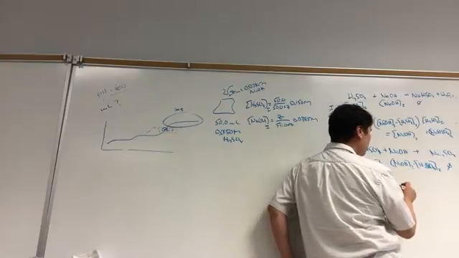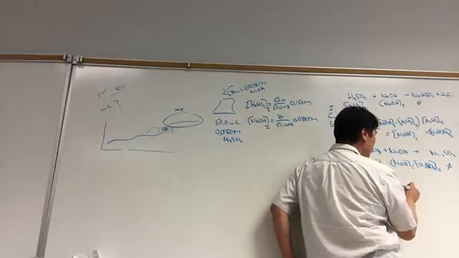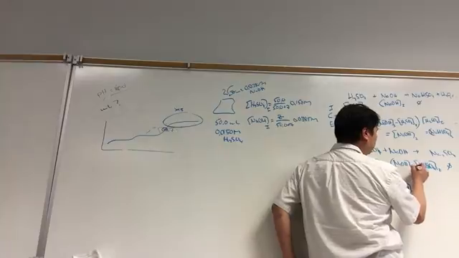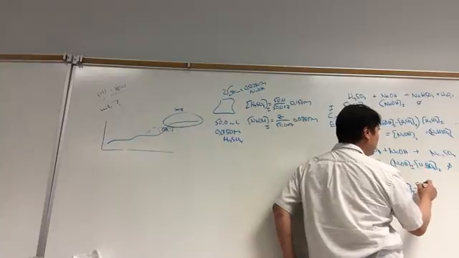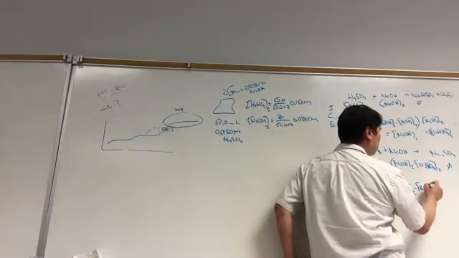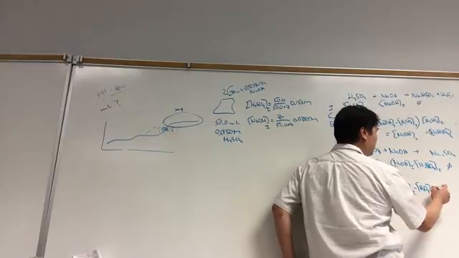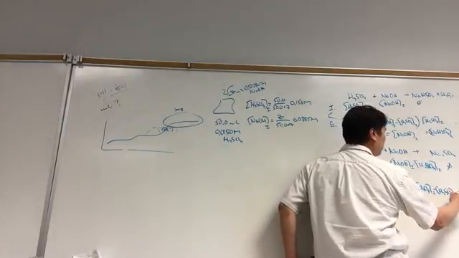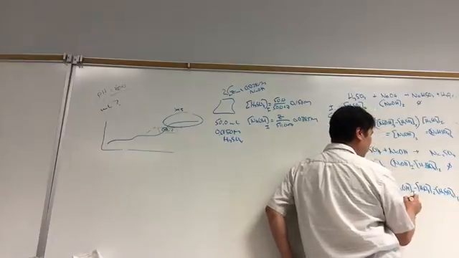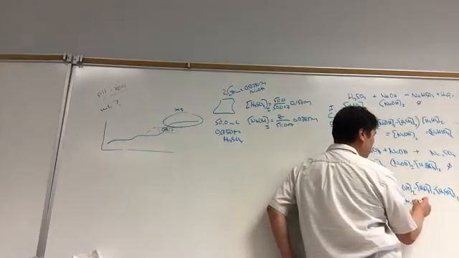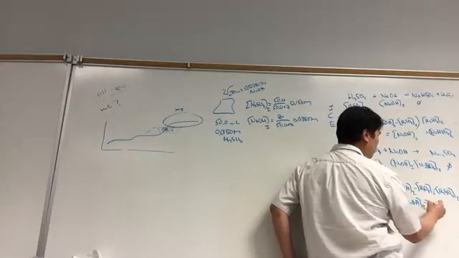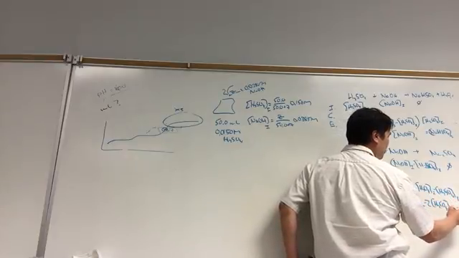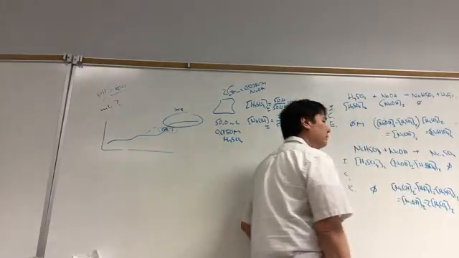And so this is going to give us NaOH initial minus H2SO4 initial minus H2SO4 initial. In other words, this is just going to be NaOH initial minus 2 times the H2SO4 initial concentration.